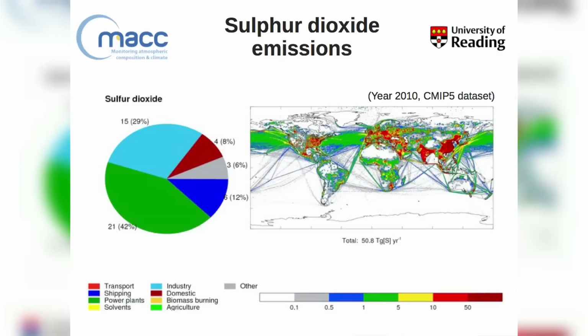Just to see what they look like, this is the year 2010 in one of those inventories. So that's CMIP5. So that's an inventory which has been made to drive long climate simulations. So that's the emission of sulfur dioxide.